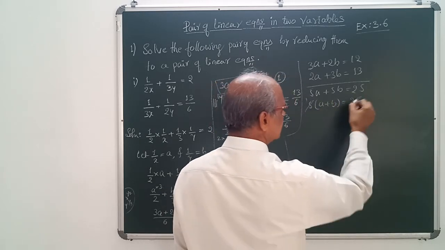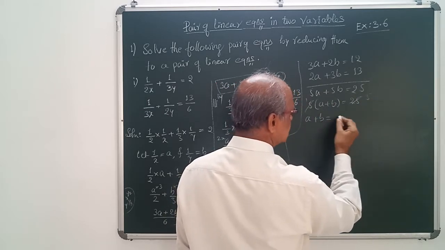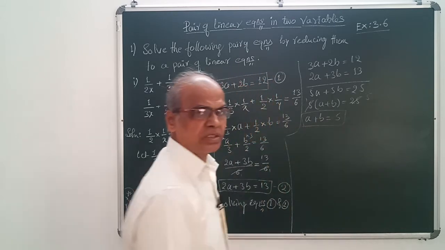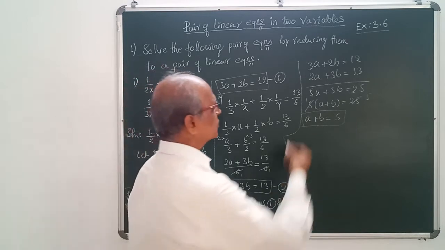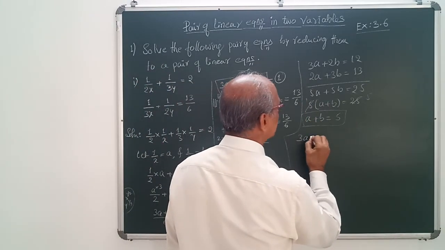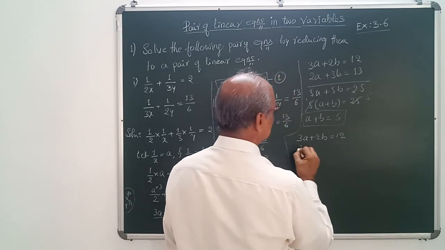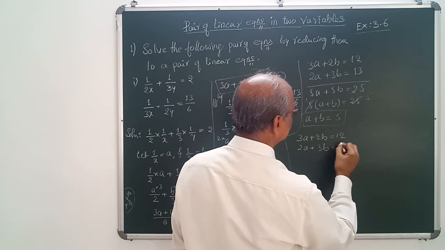Divide by 5: 5 ones are 5, 5 fives are 25. Your equation is still reduced. That is a plus b is equal to 5. Similarly, one time you have added, isn't it? Now you have to subtract. That means write down here 3a plus 2b is equal to 12 and 2a plus 3b is equal to 13.